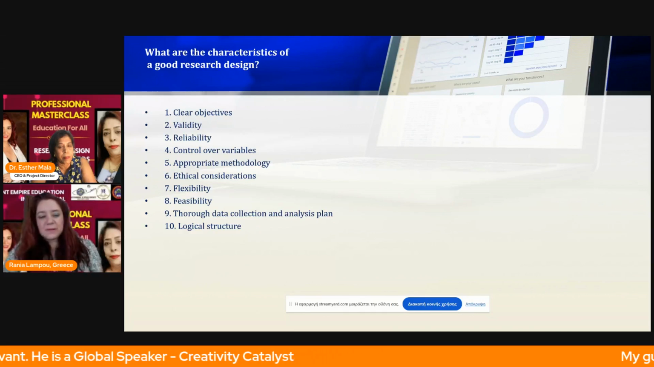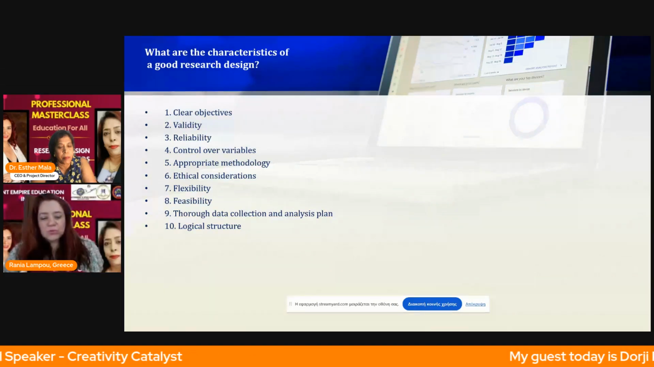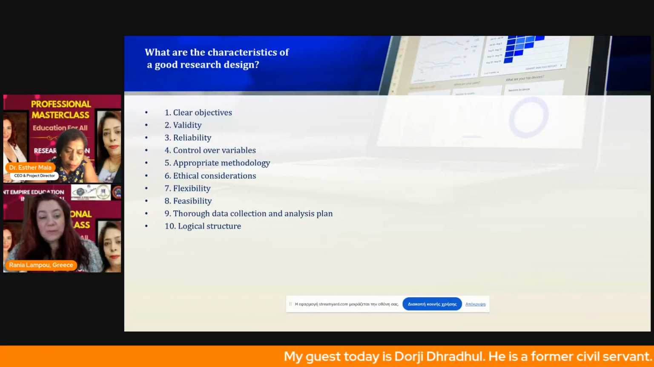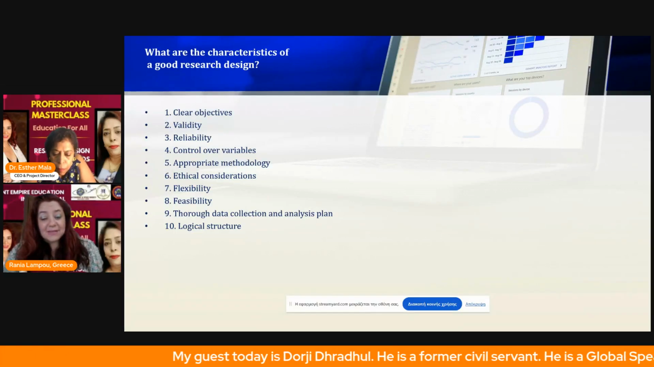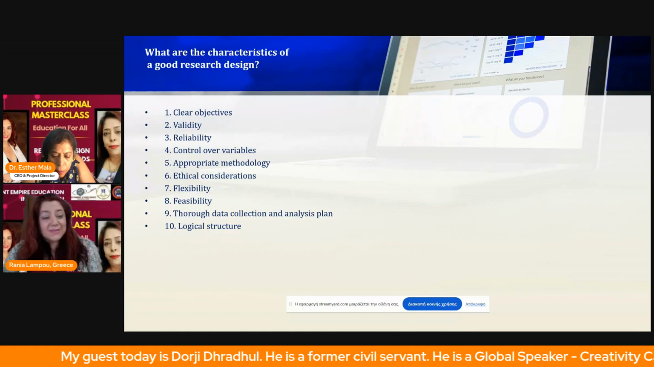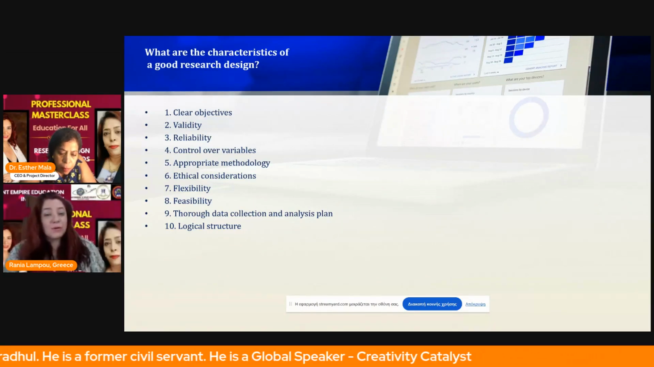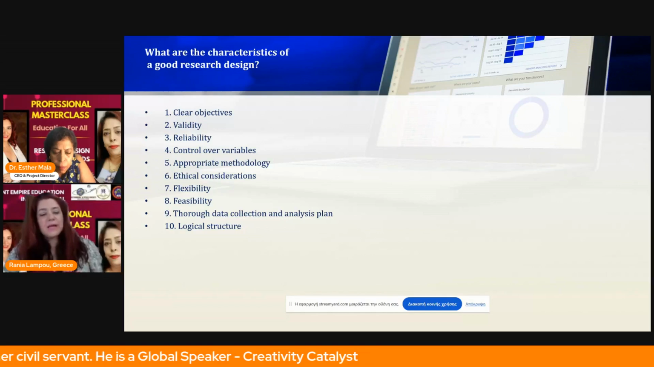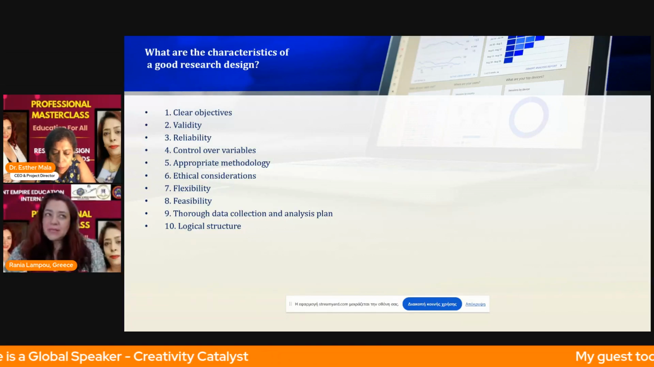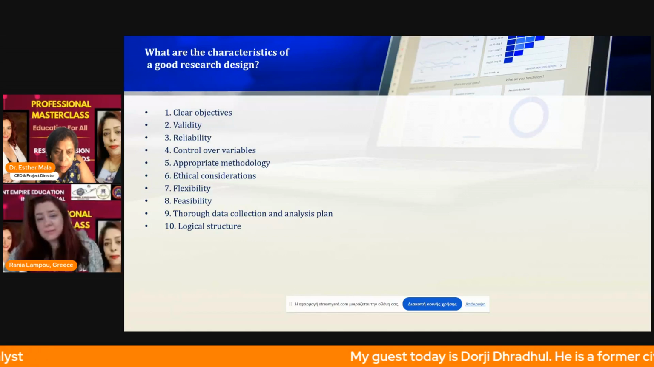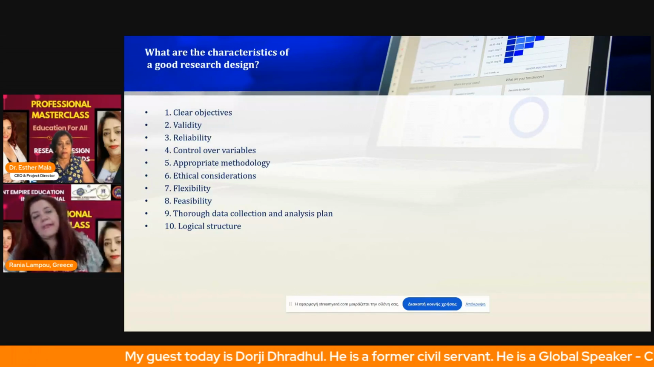And clear protocols. We need clear protocols for how data will be collected, processed, and analyzed. We need to use appropriate statistical or thematic analysis tools. So we need a thorough data collection analysis plans. And logical structure, because the design should have a clear sequence from problem statement to objectives, then to methodologies, then data collection, then analysis, and then conclusion.